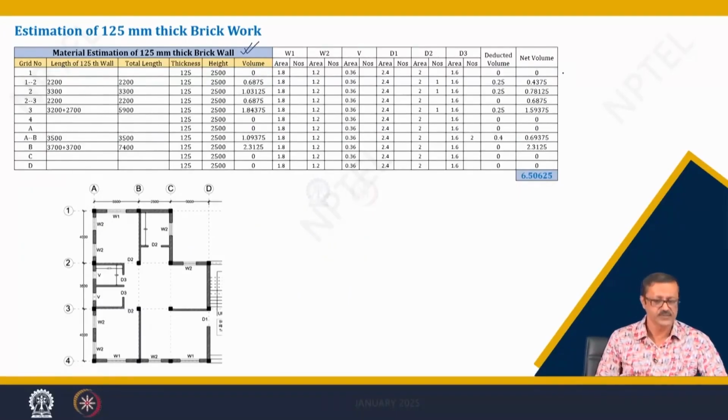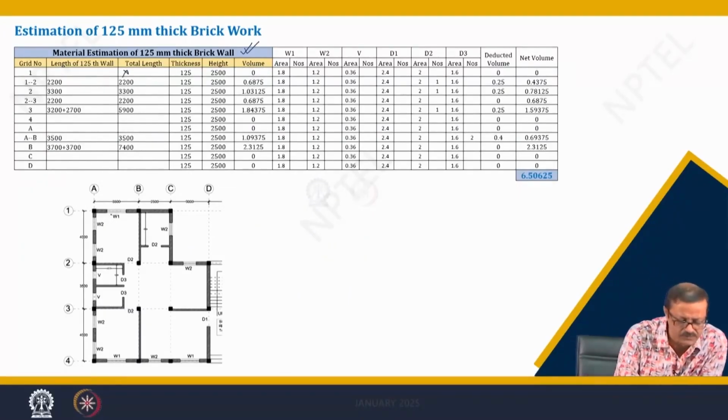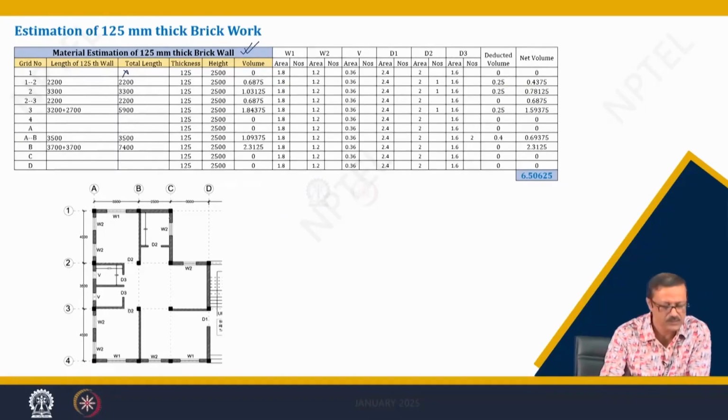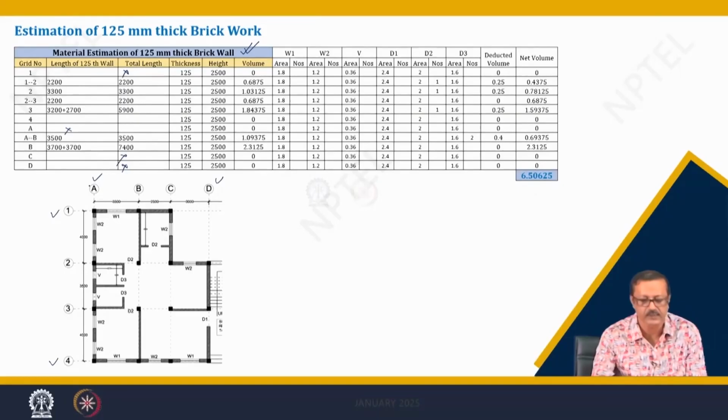Similarly, the 225 wall is also calculated. See, in grid 1 there is no partition wall, because this is the perimeter wall. Similarly, grid A will also not have, grid number 4 also will not have, because this is all perimeter. Even C will not have, because there is no partition as such. So, those are zeros, and the thicknesses are less now, 225, and the heights are the same.